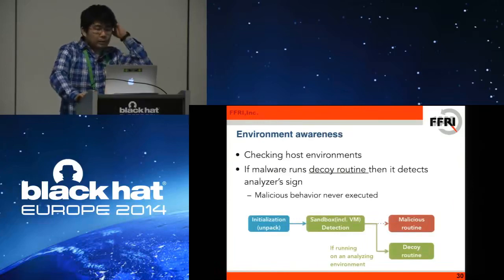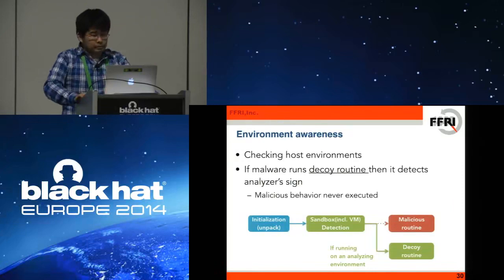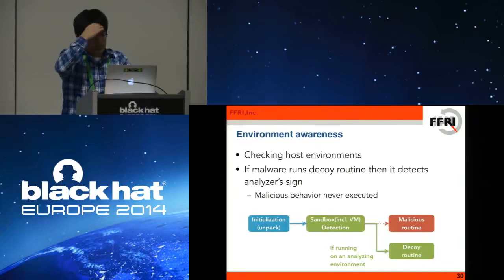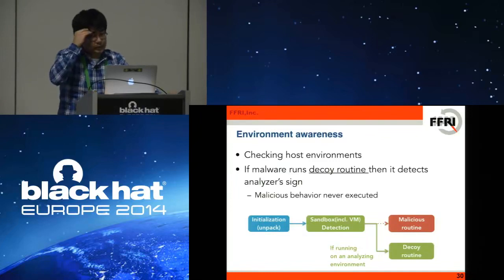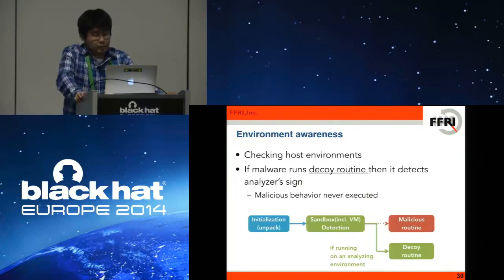This slide shows environment awareness of malware. It is the checks of the host environment. If malware detects an analysis sign, it runs a decoy routine. A typical example of that would be the host fingerprinting of Citadel. Decoy routine means malicious behavior hiding. For example, environment-aware malware accesses a dummy connection over the internet when it detects the VM error backdoor port.